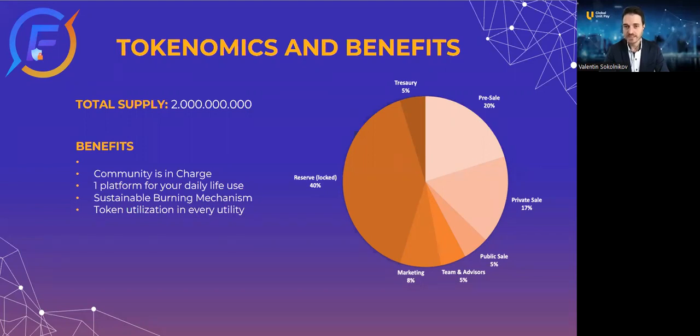5% goes to the team and advisors, marketing 8%, and then 40% goes to reserve, locked, and 5% to the so-called treasury. So you can see that we have not allocated a lot of tokens to the team and advisors or the owners of the project because we do not want to be people who would be able to manipulate the market, dump the tokens, and manipulate the price.